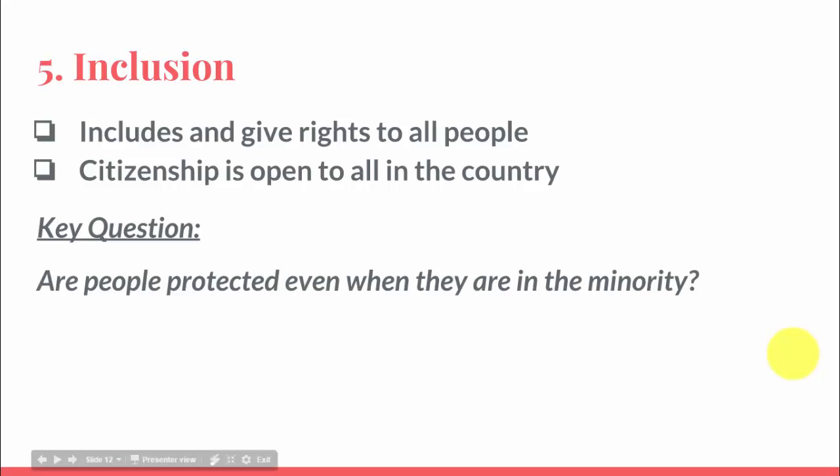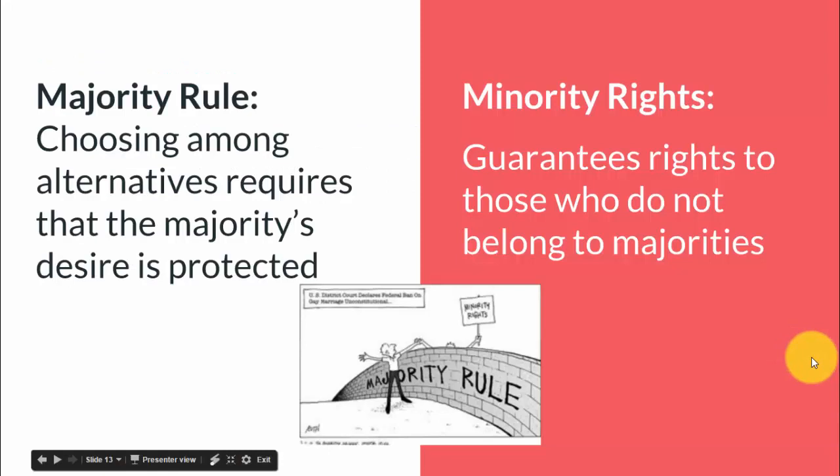This is because in a representative democracy, we have majority rule. This means that in order to make a decision, there needs to be a vote, and the majority in that vote gets to make the decision. At the same time, the founders worked really hard to protect minority rights. This guarantees rights and liberties to those who do not belong to the majority. This does not give them the right to disobey a decision simply because they don't like it, but it does protect their essential liberties from oppression by the majority group.